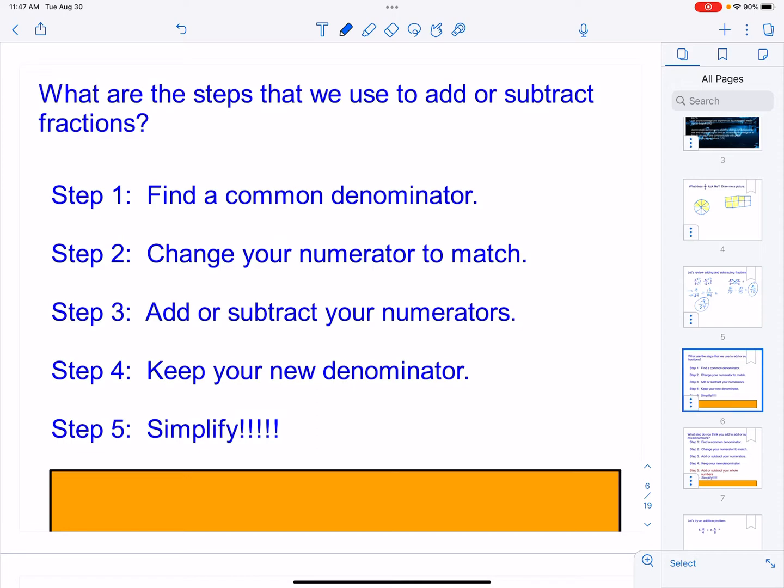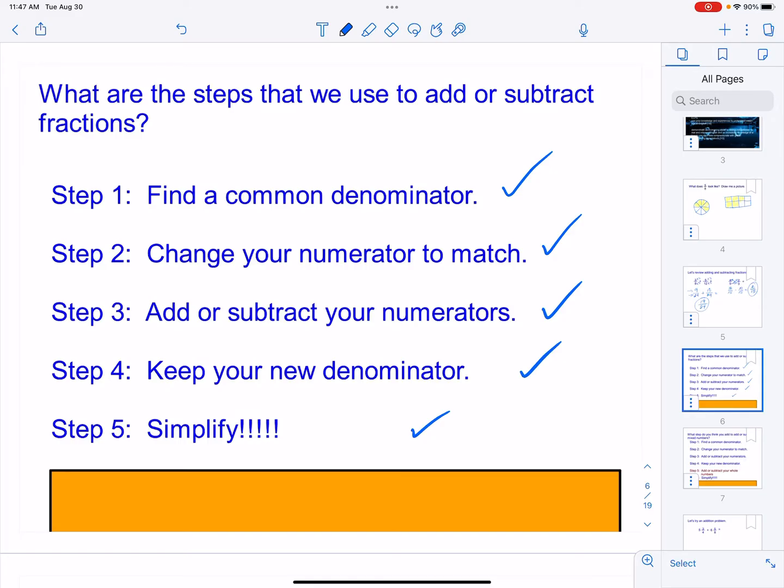So in order to add or subtract fractions, we know we find a common denominator. We change our numerators. Whatever I did to the bottom, I must do to the top. We add or subtract our numerators. You keep your new denominator. And then last but not least, you simplify.